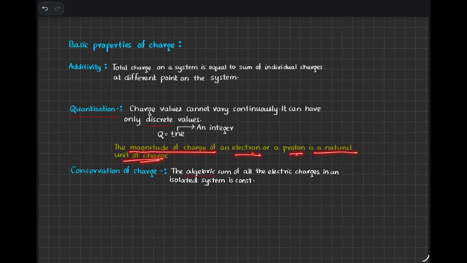Okay. Next, conservation of charge. What does this mean? The algebraic sum of electric charges in an isolated system is always constant. So the net charge of a system will always be constant. If it is an isolated system, the net charge will always be constant.